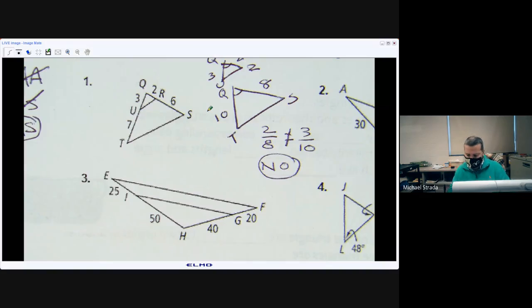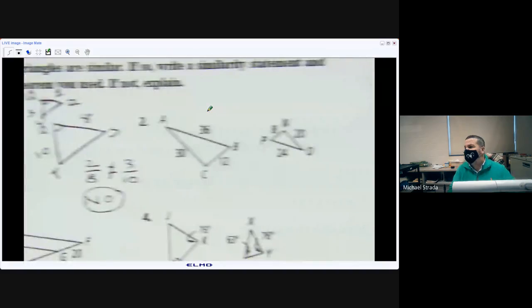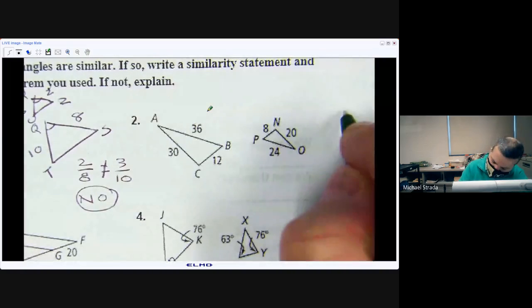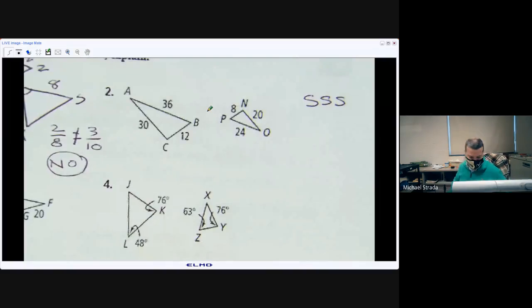Number 2, are they giving us any angle measures whatsoever? No, so what's it got to be? Side. So give it a whirl. See if that's going to be similar by side.